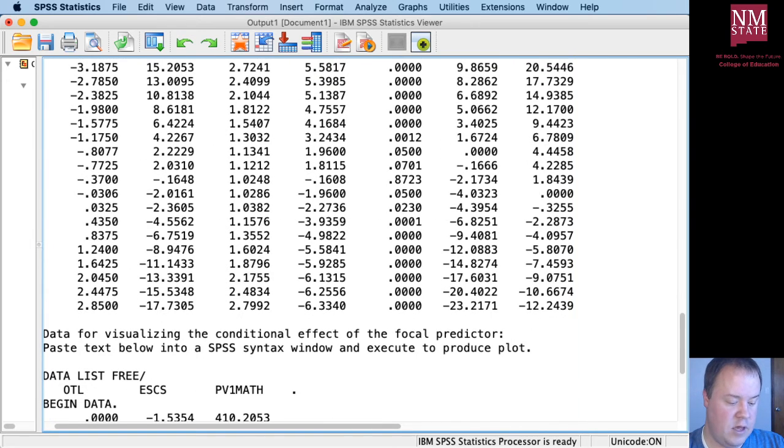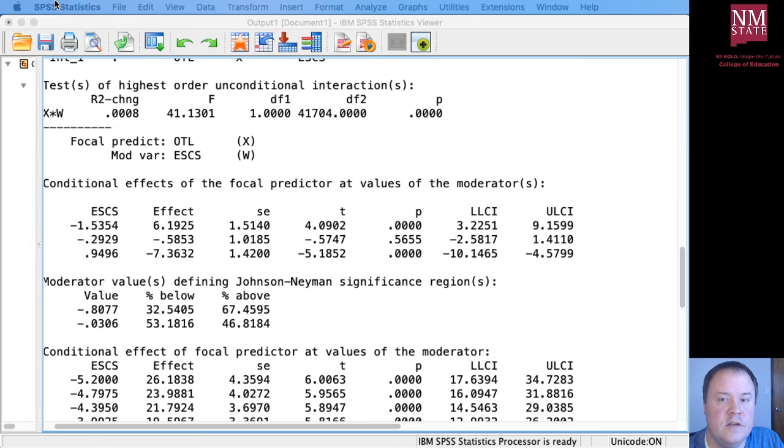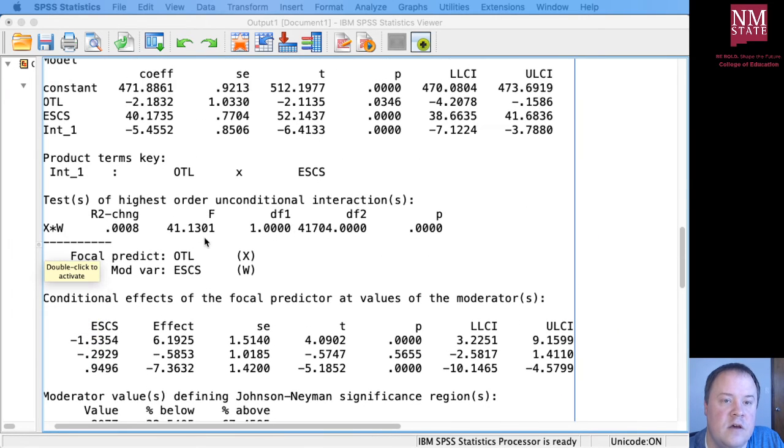So if we think back to the instructions here, is the interaction term statistically significant? The answer to that is yes. We saw that there was a statistically significant difference here. The interaction term is statistically significant. We can also see it here in the model summary or in the model coefficient table. It had a statistically significant coefficient, and it statistically significantly improved the model, even though that impact is very, very small.